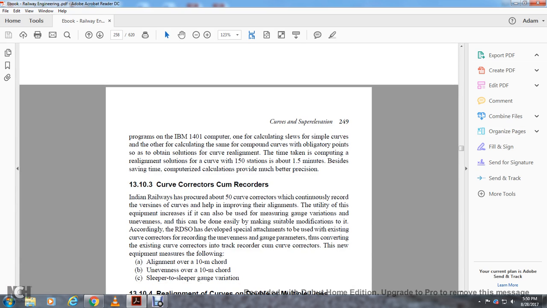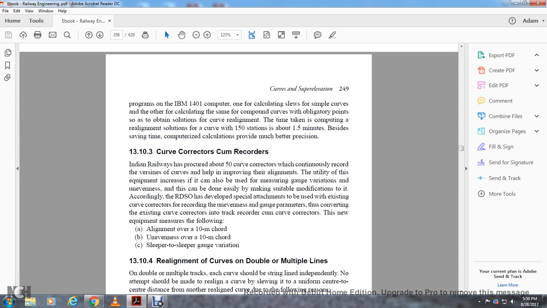Programs of the IBM 1401 computer reveal one of the calculating sleeve with the simple curve, the same with the compound curve of the obligatory position of the obligation station for the curve of realignment. The time taken computing the realignment solution for the curve of the 150 station is about 1.5 minutes. Besides this, saving the time, the computerized calculation provides much precision.